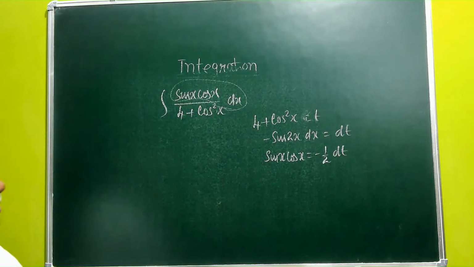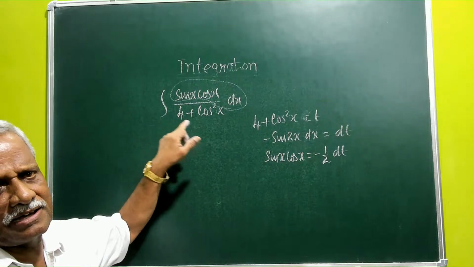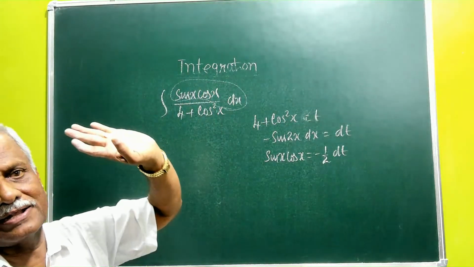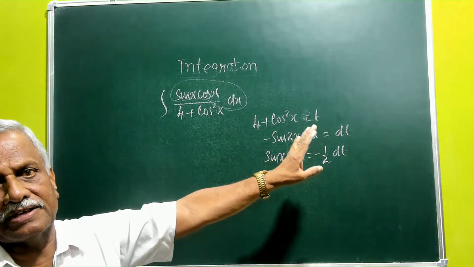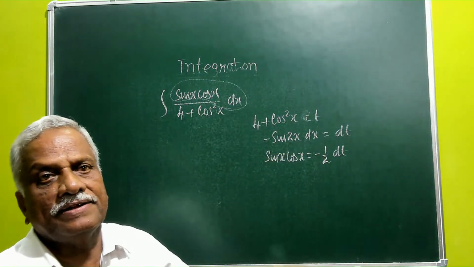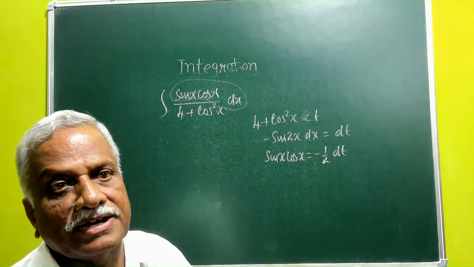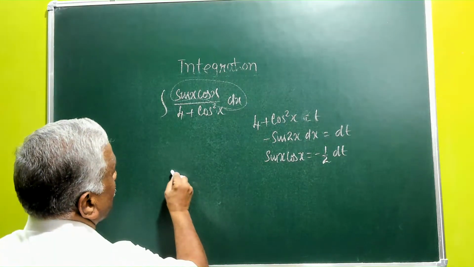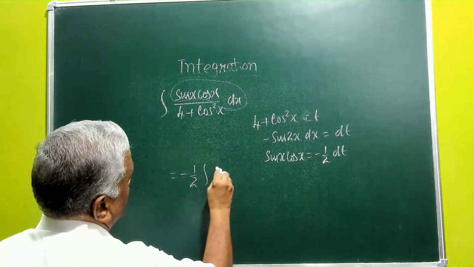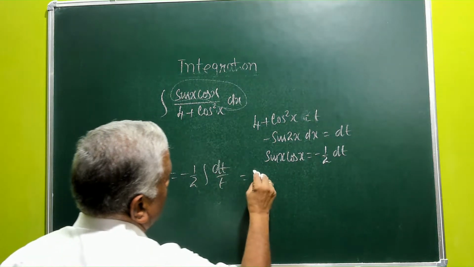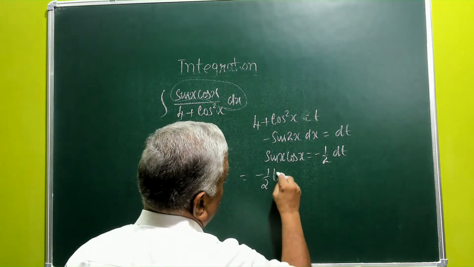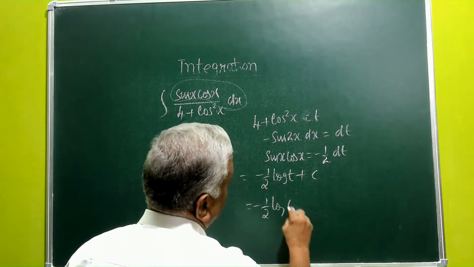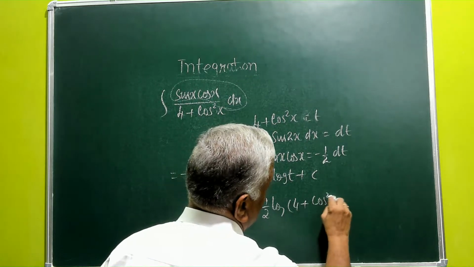See the beauty of the problem. Normally we take cos x as t, and it's possible if sin x is there and cos x is also there. Therefore, you take the entire thing as t, and you should remember that the derivative of cos square x is minus sin 2x, and the derivative of sin square x is plus sin 2x. So what is the problem now? Minus half dt by t, that is minus half log t plus c, that is minus half log of 4 plus cos square x.